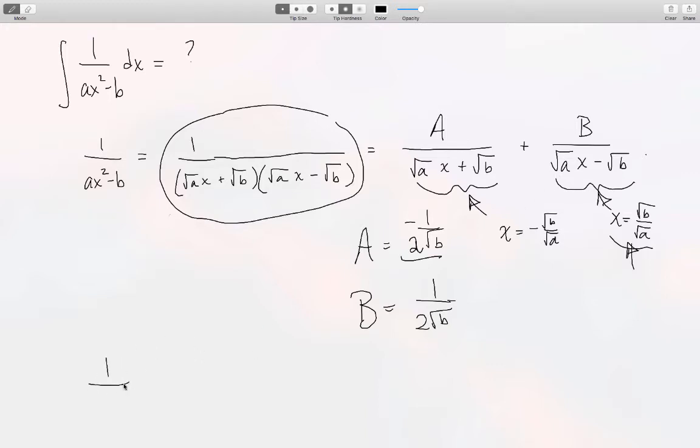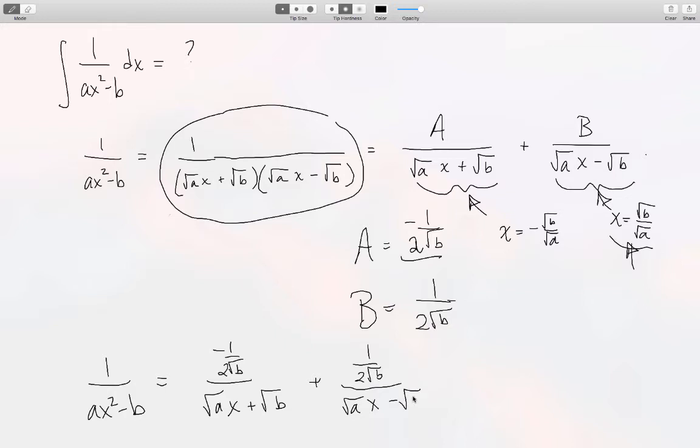So I have 1 over ax squared minus b is negative 1 over 2 root b divided by root a x plus root b, and then plus, and now I figured out what B is. B is this thing. It's 1 over 2 root b, everything divided by root a x minus root b, like that. And that's what I need to integrate.